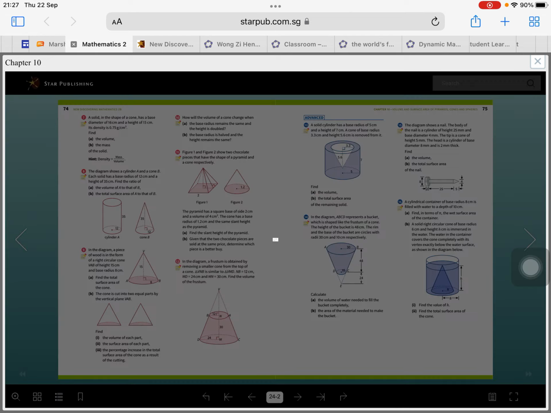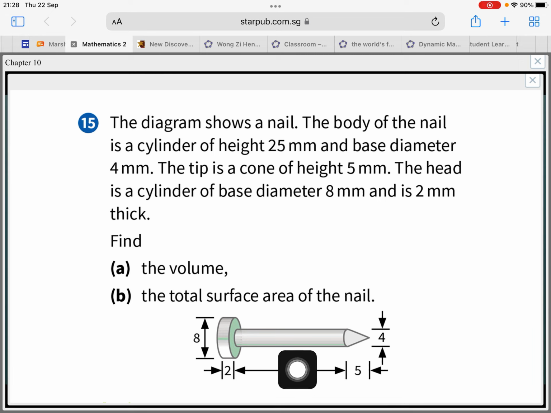So this is where you actually have three different things pieced together. In that case, you can find a cylinder and a cone. For volume of cone, 1/3 pi r square h. H is 5. My r is just half of 4, which is 2. For cylinders, we use pi r square h, basically your base area times height. My base areas are circles. So for this one over here, my pi r square will be pi 2 square, pi 2 square times 25.